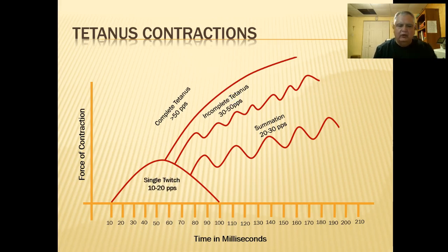And by the way, there's our single twitch. With single twitch contractions, if we are under 20 pulses per second, we'll just get complete relaxation between, and we really won't get any increase in magnitude.